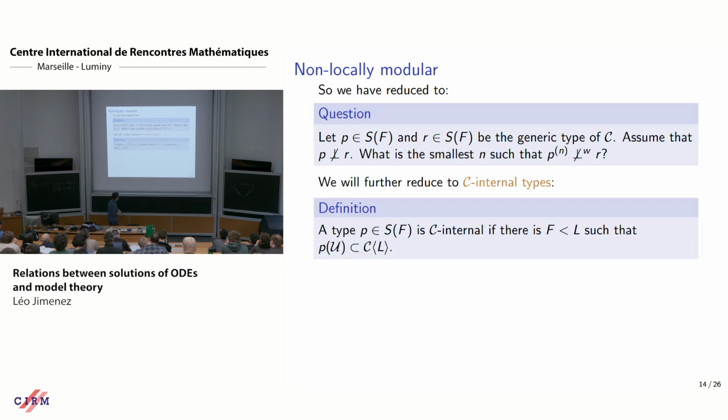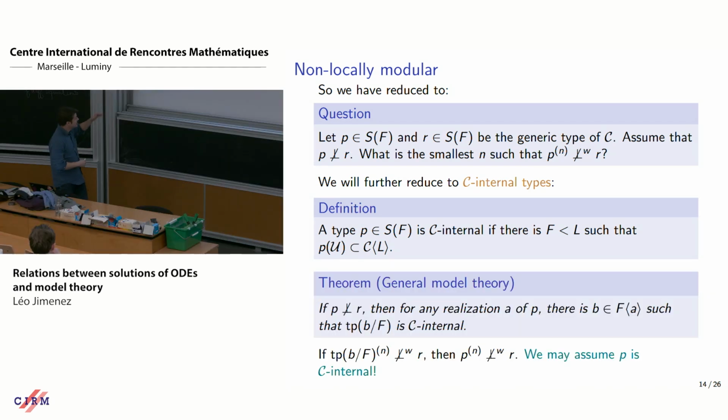Okay, one last reduction. All right, so we will further reduce to types that are called C internal. So if I have a type P over F, I say it's C internal if I can find a field extension L such that all realizations of my type are in the differential field generated by the constants and L. Okay, and on the next slide I'll talk a bit more about this, but an example is linear differential equations. Solutions of linear differential equations are C internal, but they are not the only C internal types.